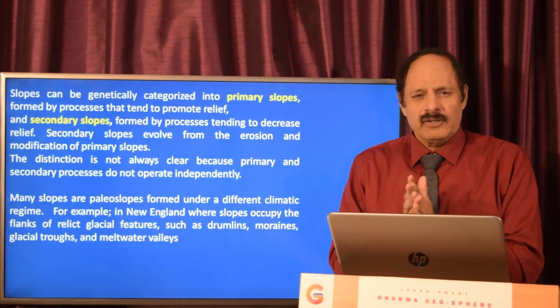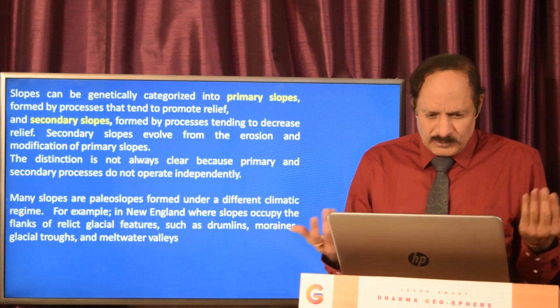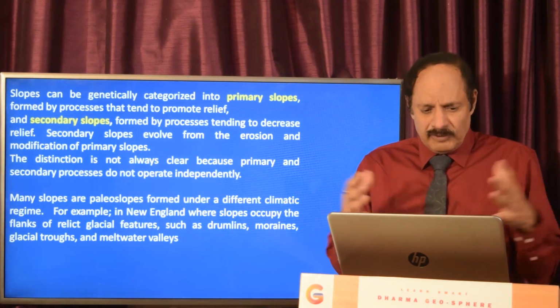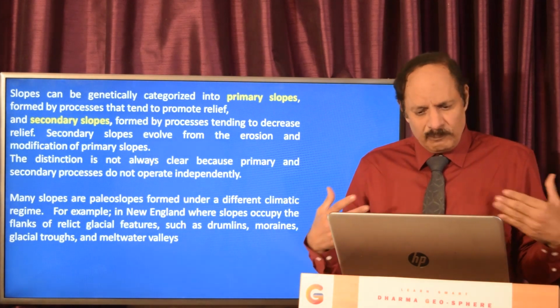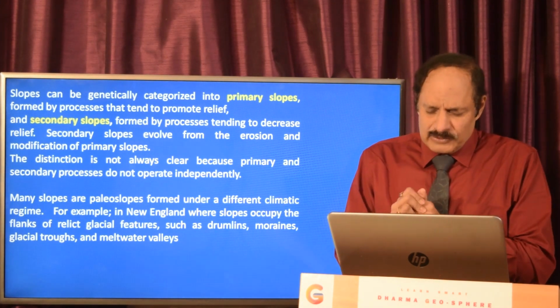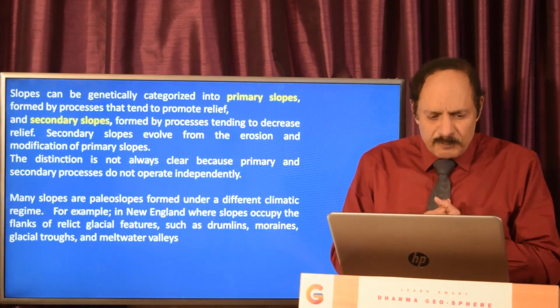So slopes can be of two types: primary slopes and secondary slopes. Primary slopes are formed by processes that tend to promote relief, that is uplift, and secondary slopes are formed by processes tending to decrease the relief. Secondary slopes generally evolve from erosion and modification of the existing primary slopes.